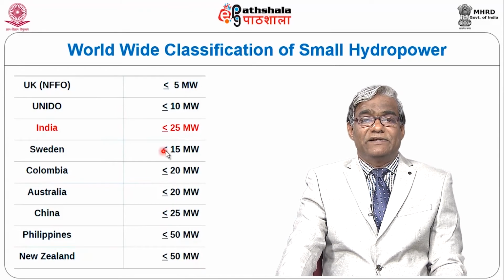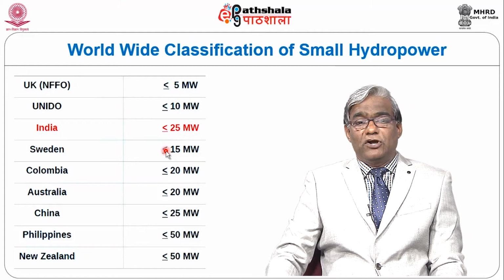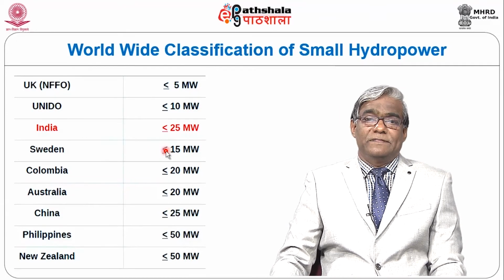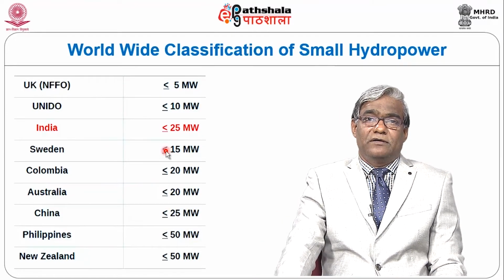But overall, if it is less than 50 megawatt capacity, then it is coming under small hydro, and if it is above 50 megawatt capacity, then it becomes medium or major hydropower plants.